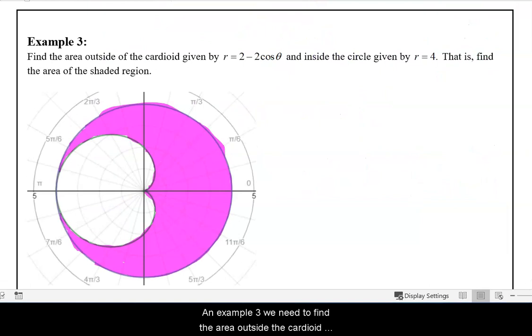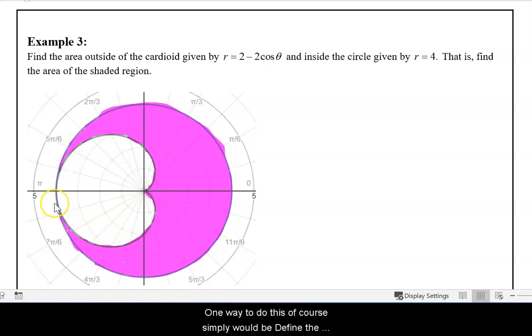In example 3, we need to find the area outside the cardioid given by the equation r equals 2 minus 2 cosine theta, but inside the circle given by r equals 4. In other words, we want to find the shaded region that you see here. This is a far more difficult problem in that I have 2 conic sections that have been drawn here. One is the circle, and one is the cardioid, which is graphed inside of that circle. I need the area inside the circle, but outside the cardioid.